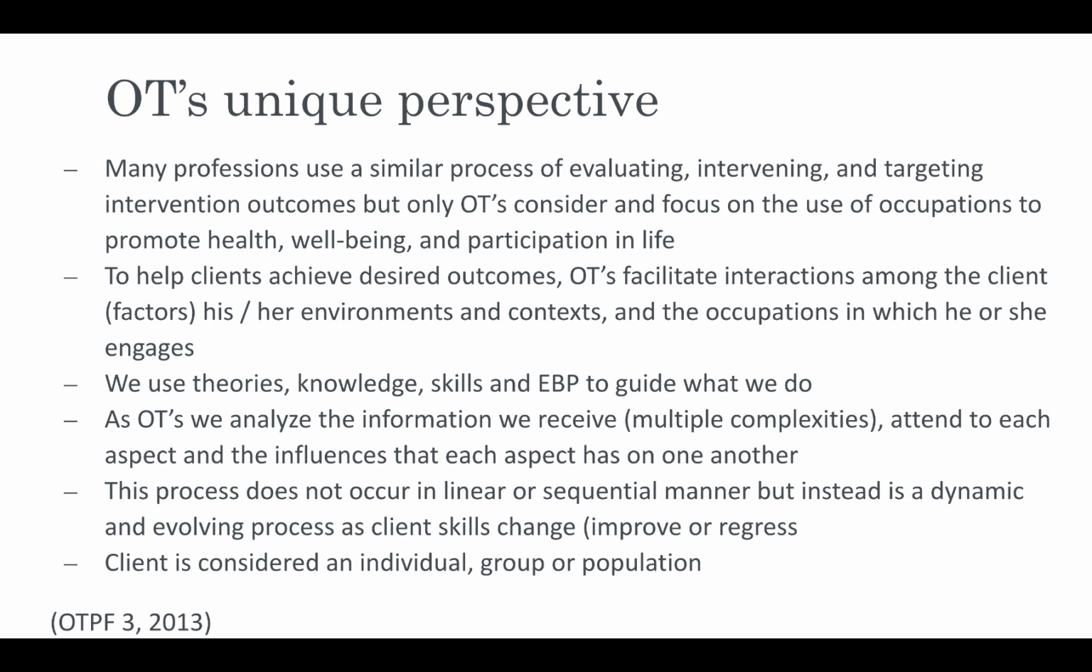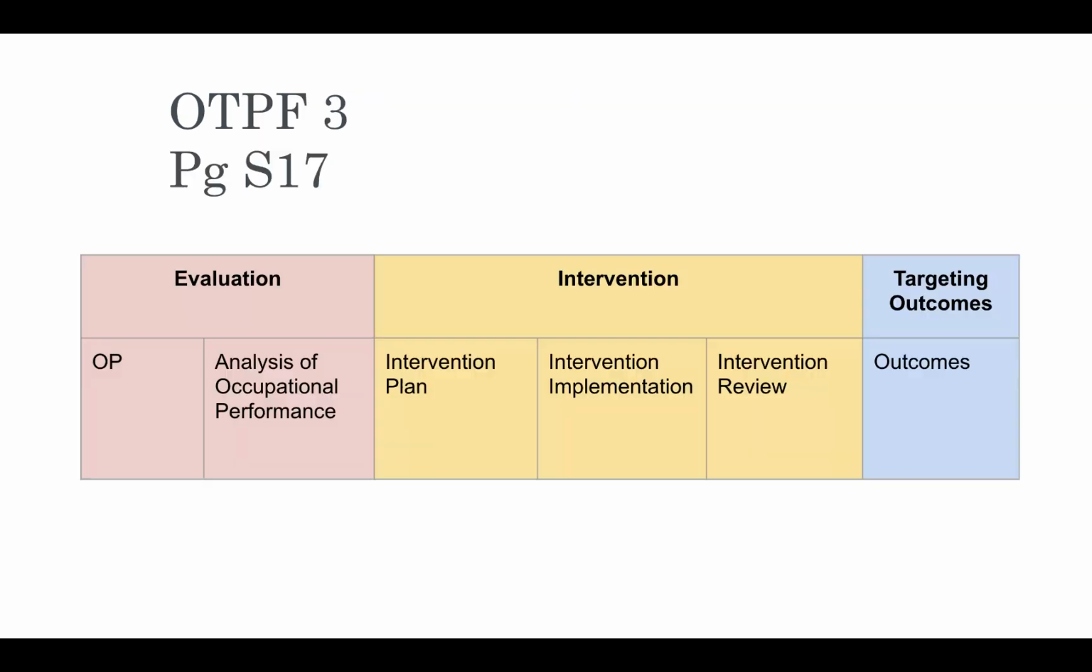The process doesn't necessarily follow a linear or sequential manner, but instead it's dynamic and it's ever evolving. So as the client changes or as the context changes, we have to change what we do. Think back even about therapeutic use of self and how we build those relationships. They too are very dynamic and it can change over time, and it's not a linear process. And as we're going to talk about, a client can be considered an individual or a group or a population. This is all outlined more in the OT practice framework, so please be sure to look at that.